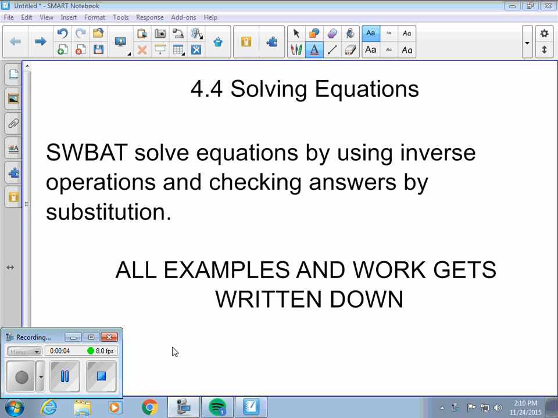This is 4.4 solving equations. Today students will be able to solve equations by using inverse operations and checking answers by substitution. It should be pretty clear. Every example and all of the work that I'm showing you here gets written into your notes.